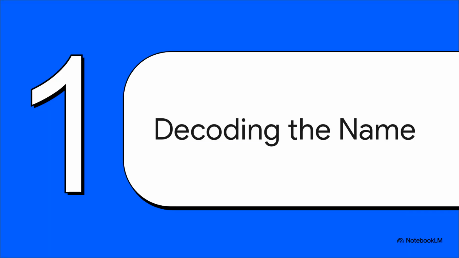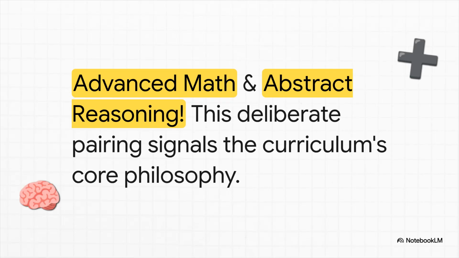Okay, first things first, you gotta look at the name. The title of anything is like the first handshake, right? It's your first clue about what this whole thing is really about. And this one, well, it's very specific. The title is Advanced Math and Abstract Reasoning. Pay attention to that word "and." It's not one or the other, it's both. This deliberate combination is our first huge clue about the whole philosophy behind this curriculum.